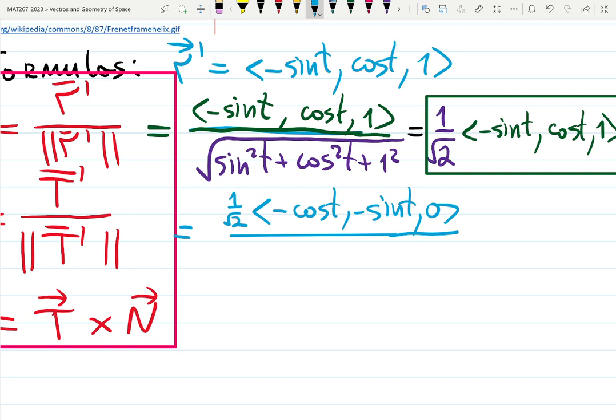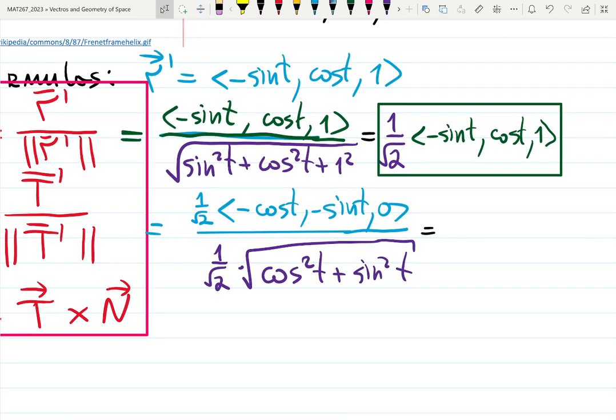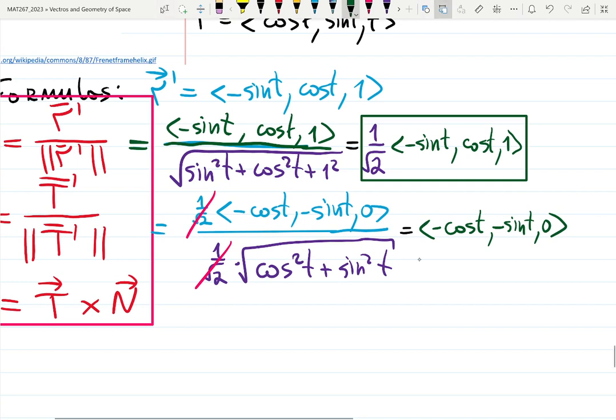So it makes sense. Now we need to divide by the size of that thing. The size of that thing is 1 over square root of 2 times the square root of cosine squared plus sine squared plus 0 squared, right? That can be simplified as just square root of 1. So conveniently these constants, 1 over square root of 2 and 1 over square root of 2, canceled out. So unit normal vector became pretty nice looking. It's just minus cosine T, minus sine T, and 0. You could actually factor out minus, but you don't have to. That is normal unit vector N.